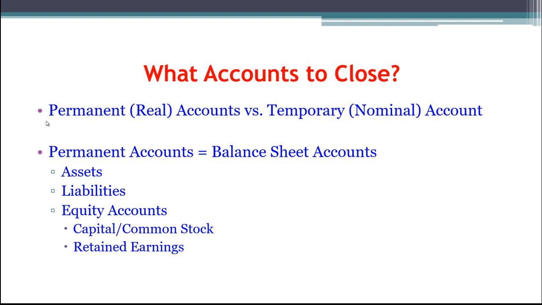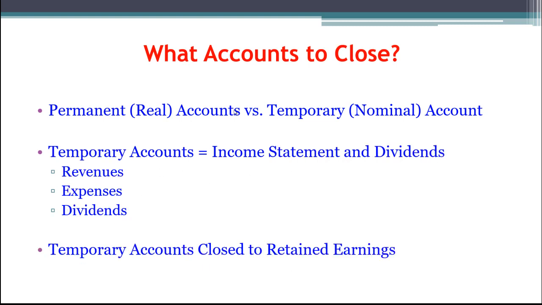We have what are known as permanent accounts or real accounts. These are our balance sheet accounts, versus the temporary or nominal accounts, and these are essentially our income statement accounts and dividends. So again, the permanent accounts include assets, liabilities, the capital or common stock, the retained earnings. These keep their balance until the company completely closes shop altogether. The temporary accounts are revenues, expenses, and dividends. Those accounts are going to be closed out to retained earnings eventually.